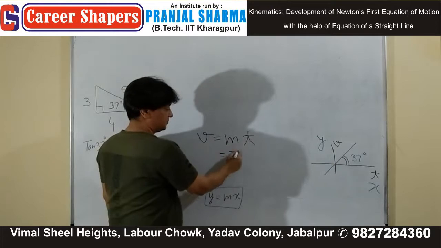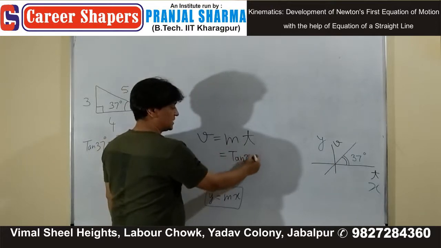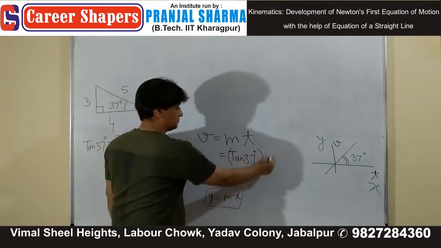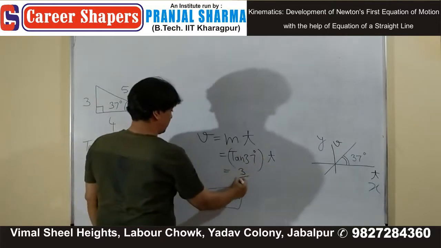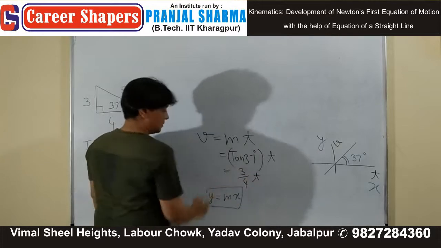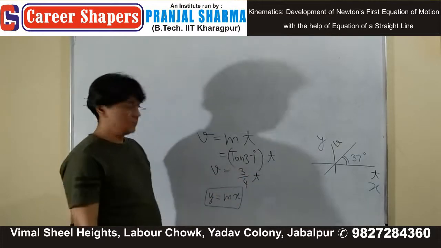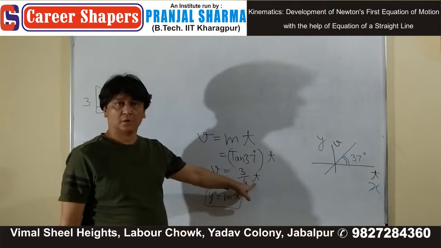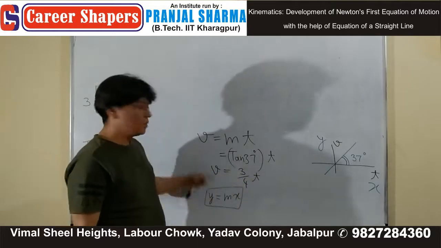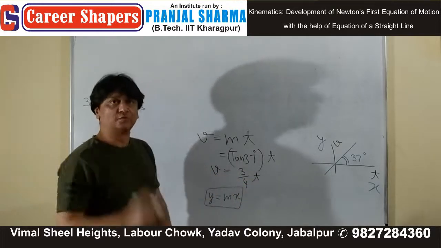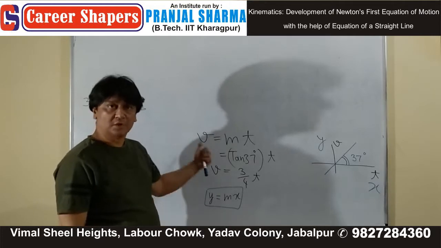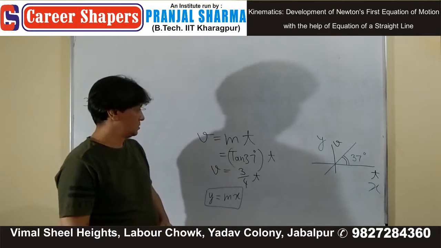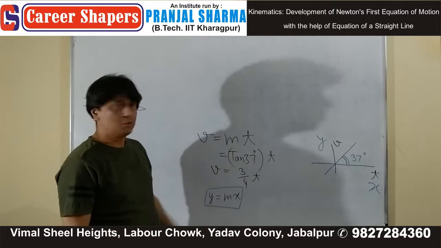And what is m? tan of 37. What is tan 37? 3/4. If time is known, with the help of this, we can get the value of v. This is the advantage of developing these equations. Note down this much.